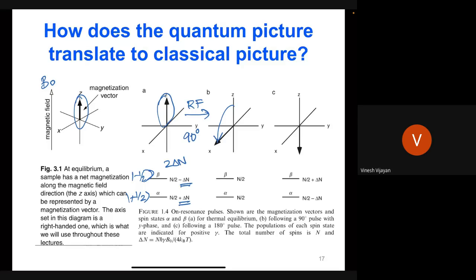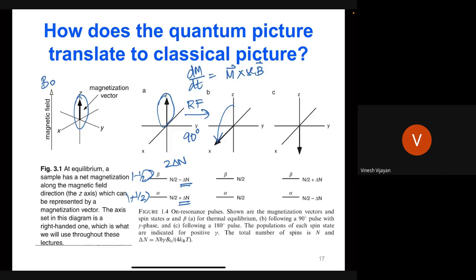Now, basically, the rate of change of magnetization will be given by a cross product of the magnetization with the main magnetic field. I would want to go into the details of it, which I have in the subsequent slides, but that will take a long time.